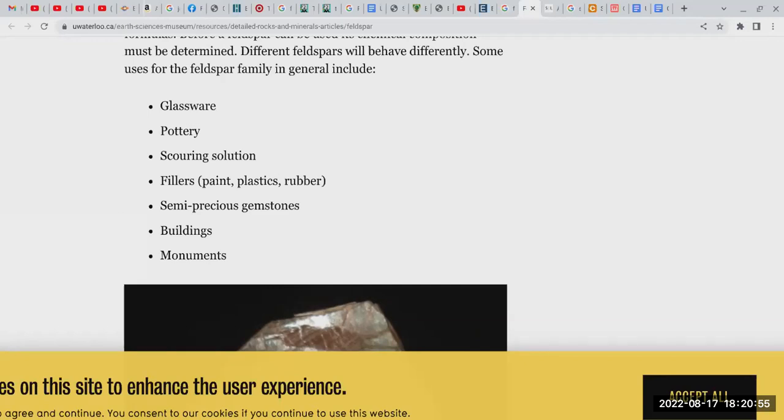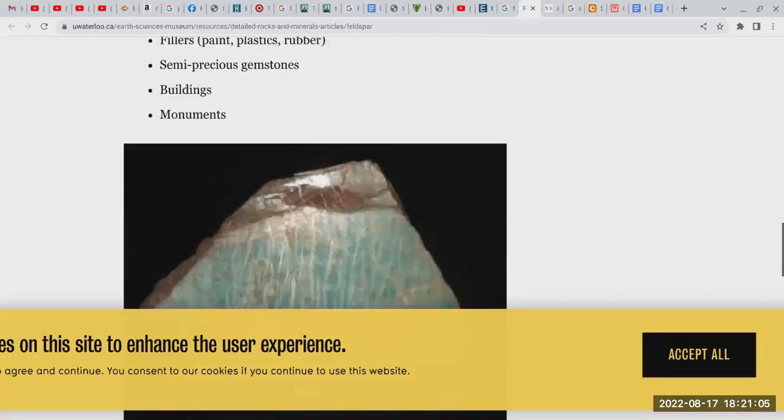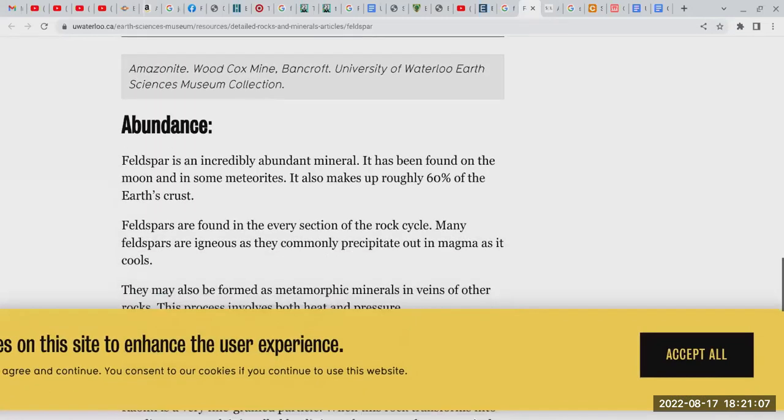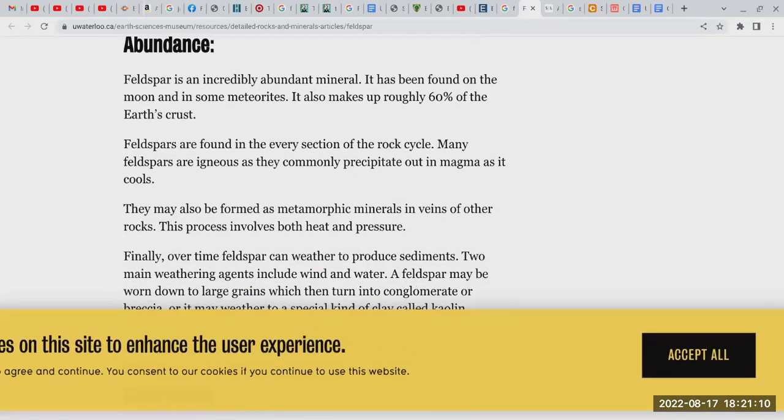So buildings, monuments, some of these statues that you see are made from some of these feldspars, right? Sometimes they are. It is hard enough that it can withstand the weather, and it is an incredibly abundant mineral. It has been found on the moon and in some meteorites, and makes up 60% of the Earth's crust. They are found in every section of the rock cycle. Many feldspars are igneous as they commonly precipitate out of magma as it cools.